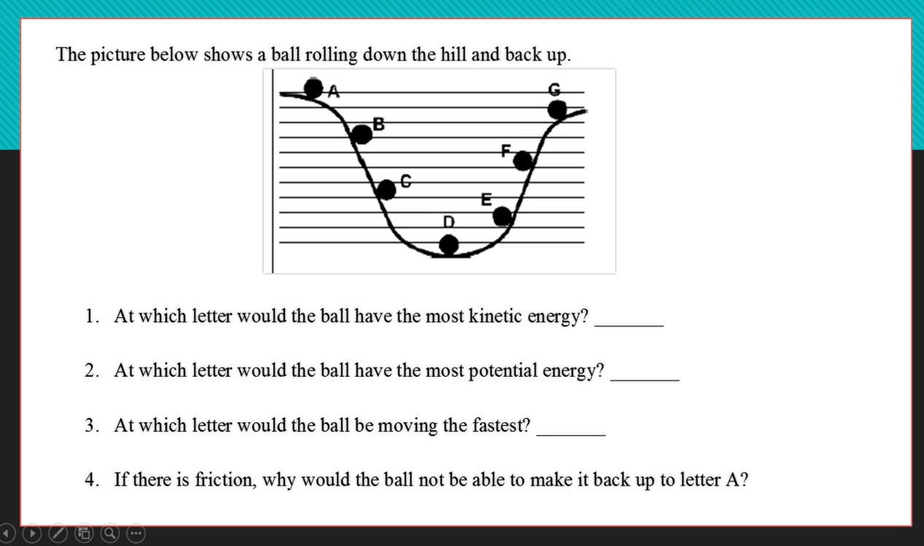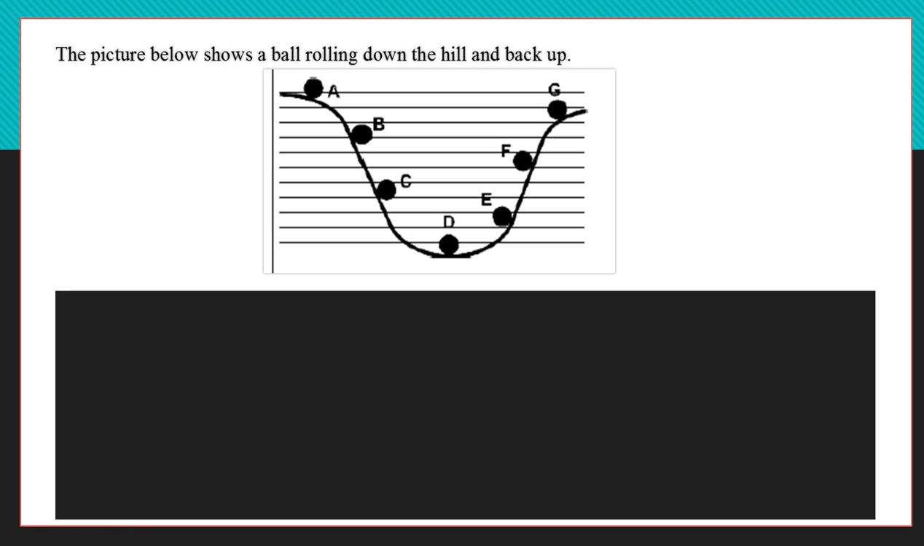Number 4, if there is friction, why would the ball not be able to make it back up to letter A? Well, it wouldn't be able to have the same amount of potential because the total amount can't change. And so if there is friction, then the ball will have lost some energy to thermal energy of both the ball and where it's rolling on. And so while the total of the system doesn't change, you can't have the same amount of potential if you have some of it as thermal. So if some of the energy is thermal energy, you can't have as much potential energy.